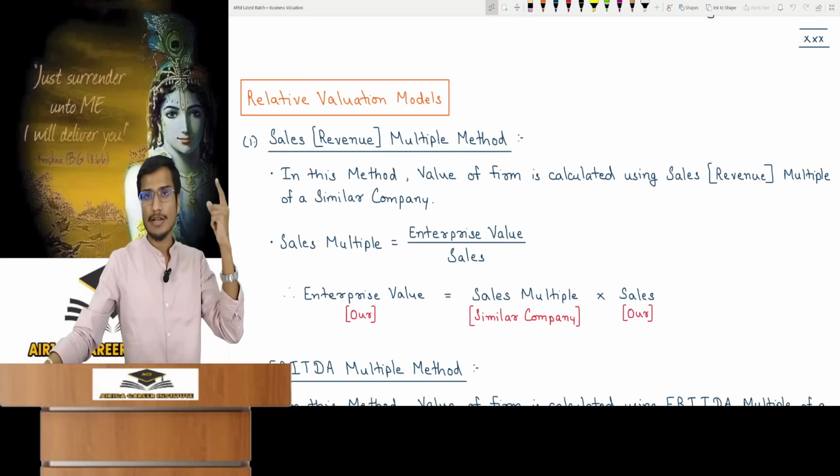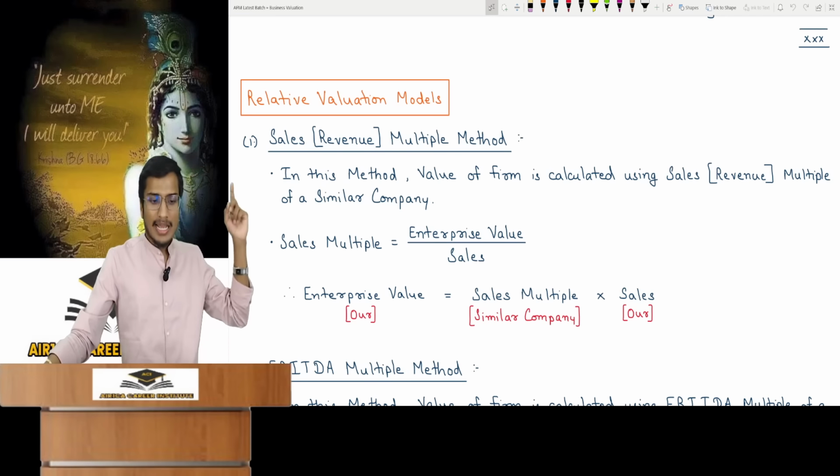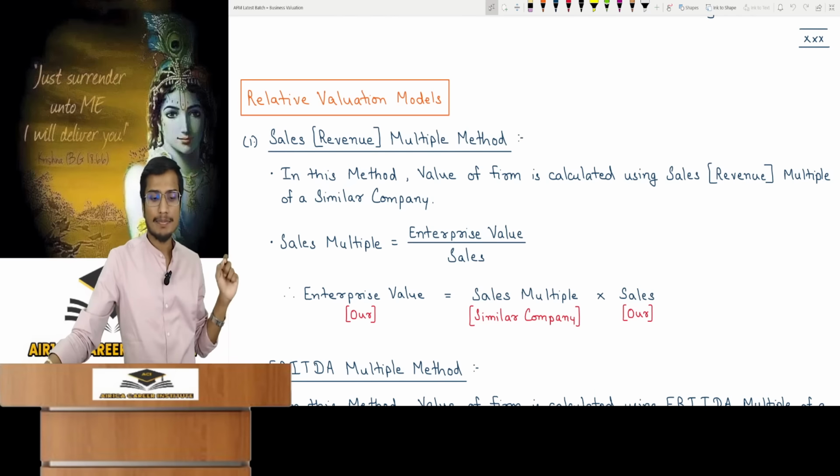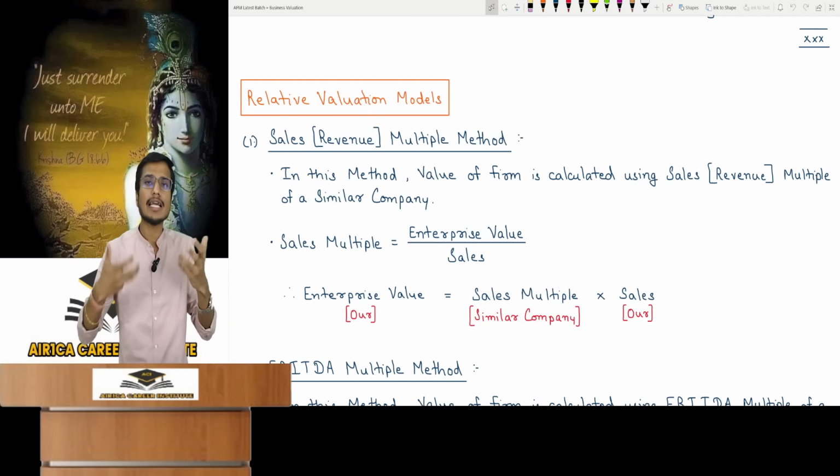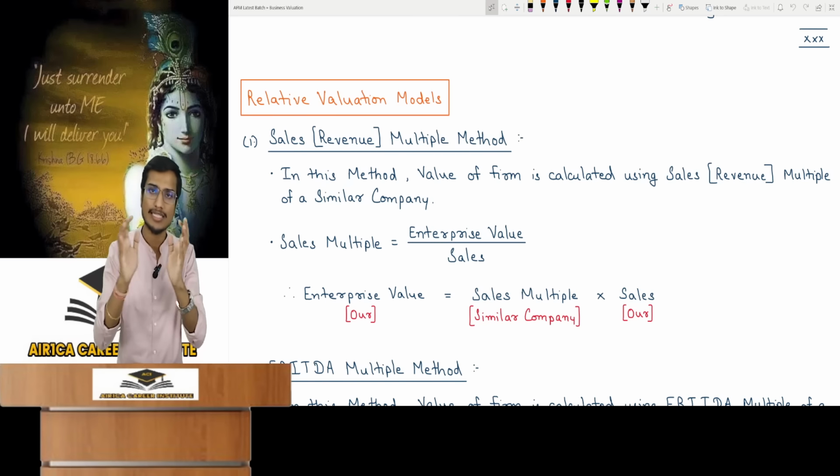But its main purpose I have already told you. Next, the first relative valuation method, the sales or revenue multiple method. Sales and revenue have the same meaning, you should know this.